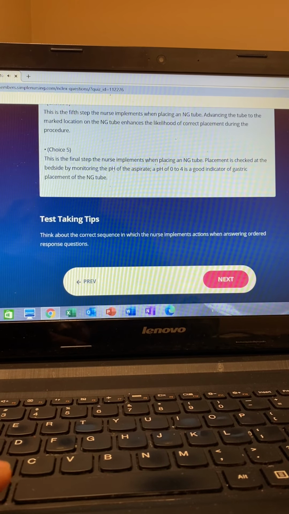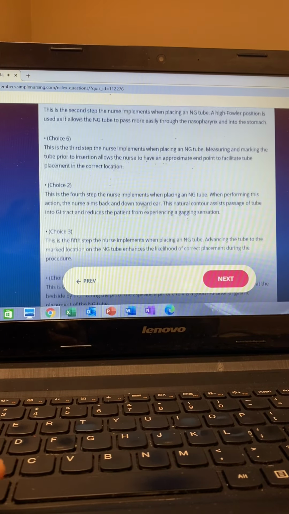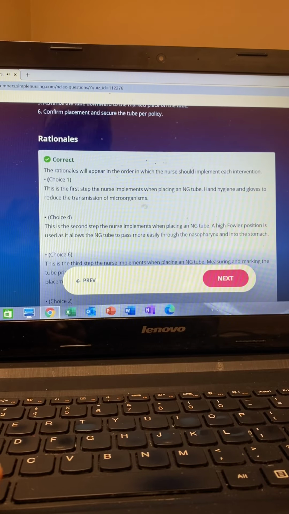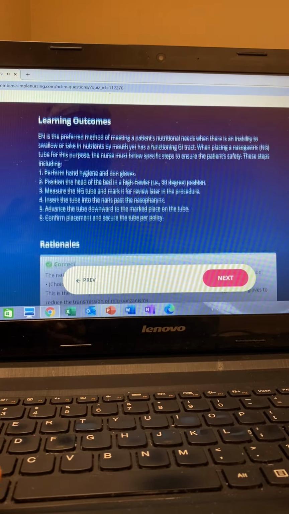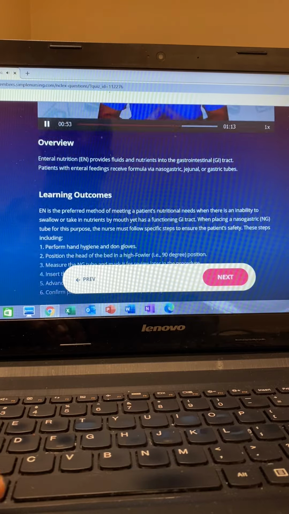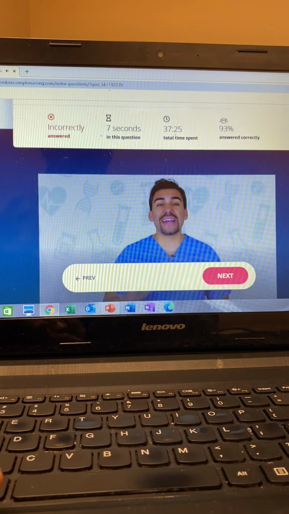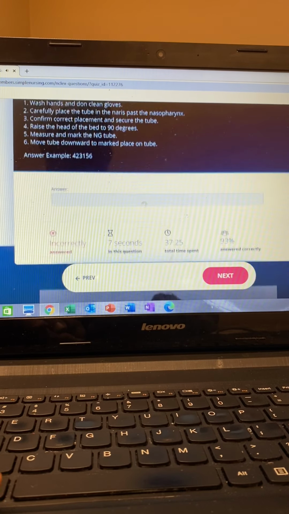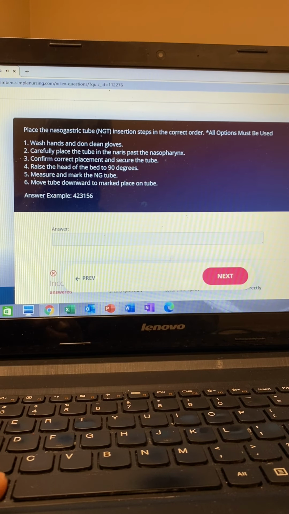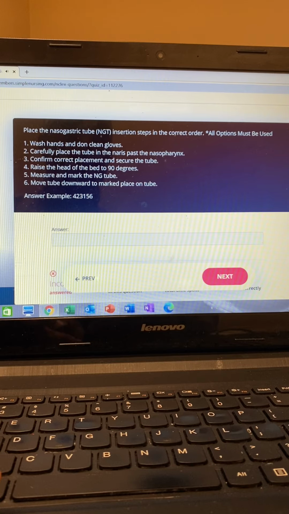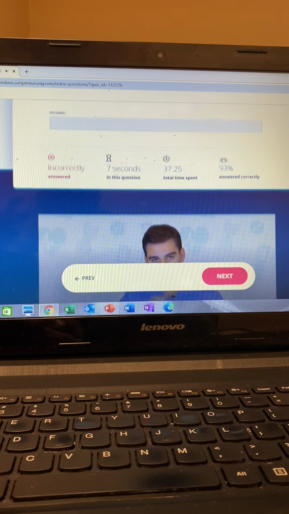And step 4 and 5 here. Option 2, begin inserting the lubricated tube carefully. Step 5, option 6, advance that tube until the mark is reached. And lastly, step 6 is option 3. Make sure the tube is placed in the right spot and secured in the right place.